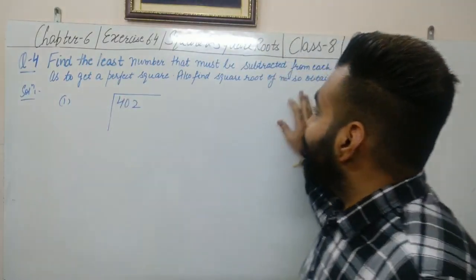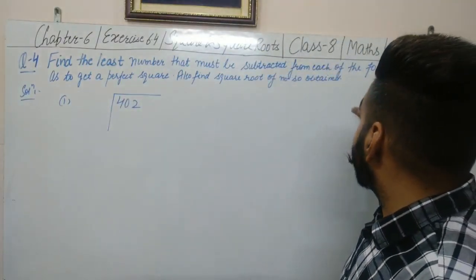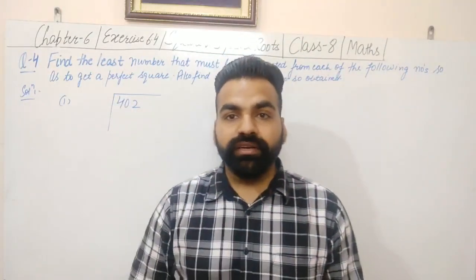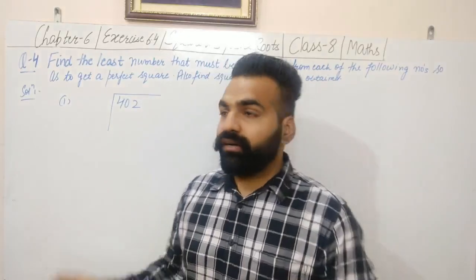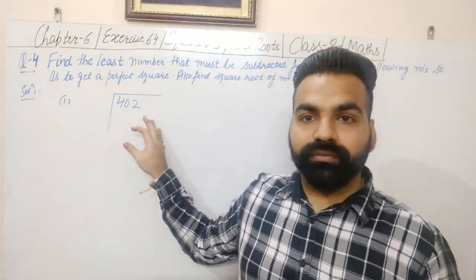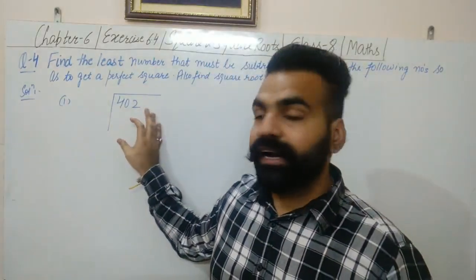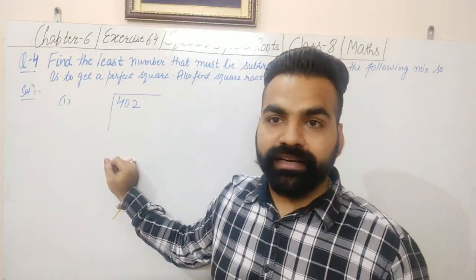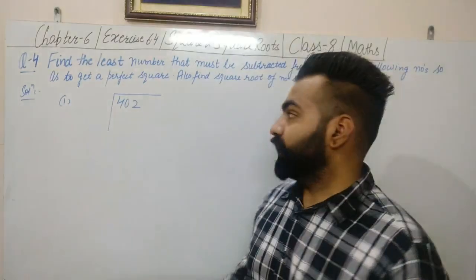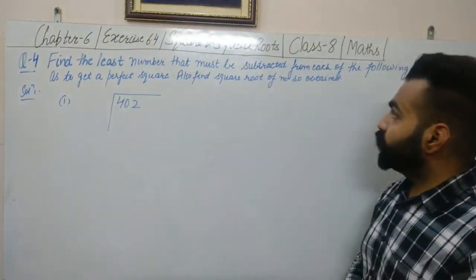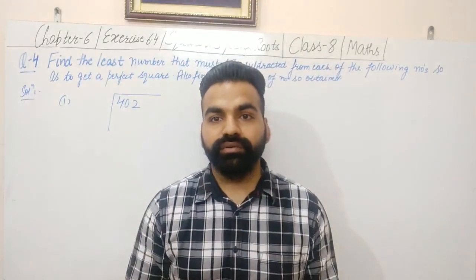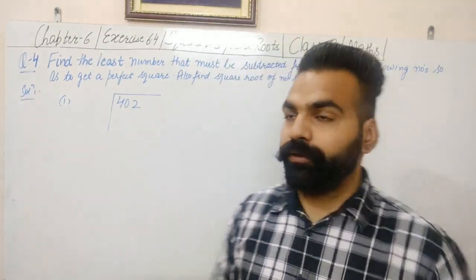Find the least number that must be subtracted from each of the following numbers so as to get a perfect square. The number given is not a perfect square, but if we subtract a number from it, then that number converts into a perfect square. We have to find that number that should be subtracted, and also find the square root of the new number obtained.